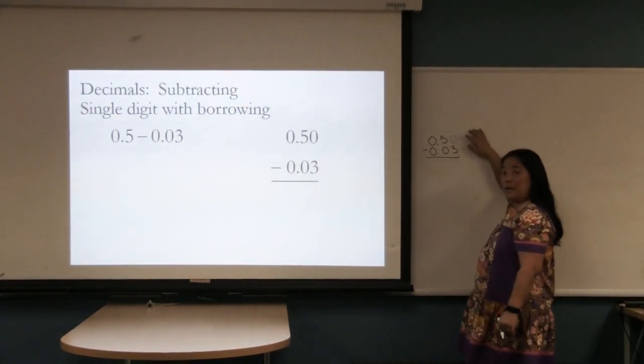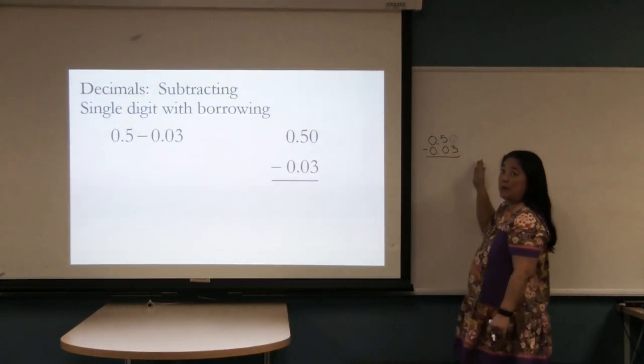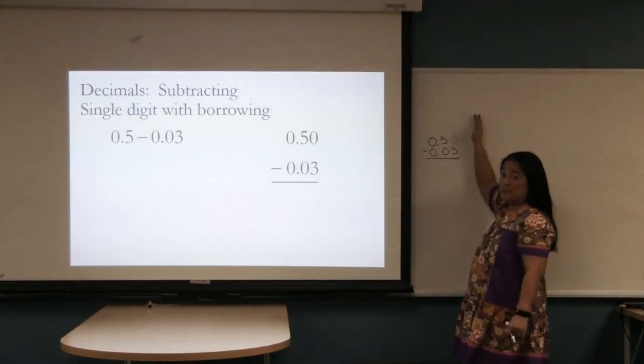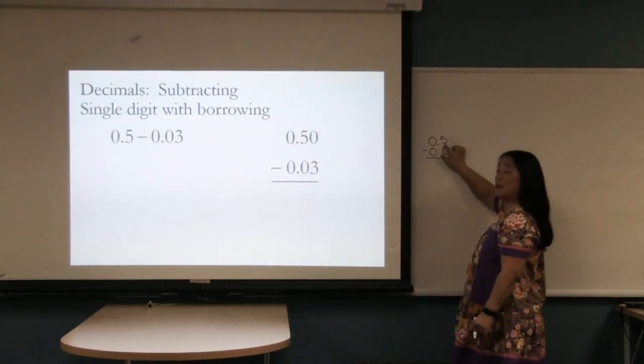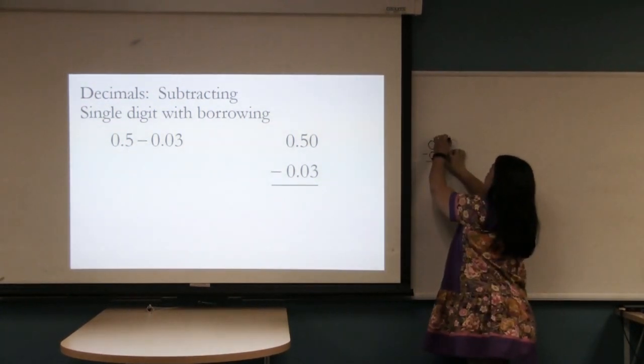So many students will incorrectly do 3 minus 0. They'll subtract going upwards because they don't want to borrow. We're going to have to borrow. So we'll have to go to the next column over to the left and take it down by 1.